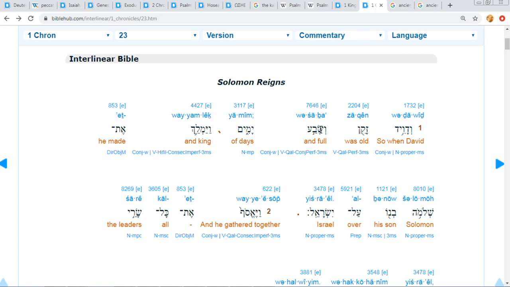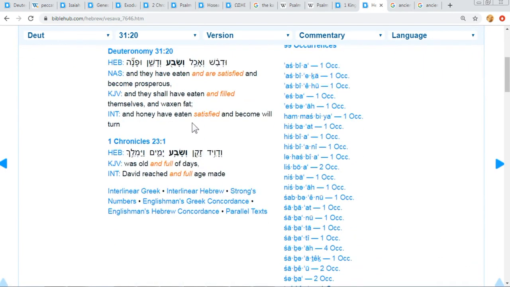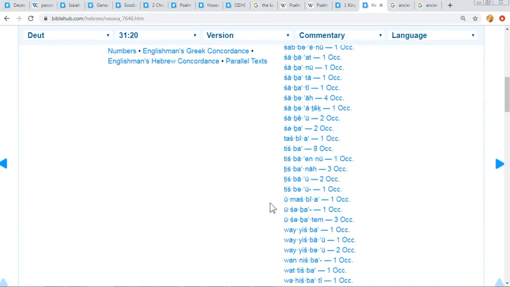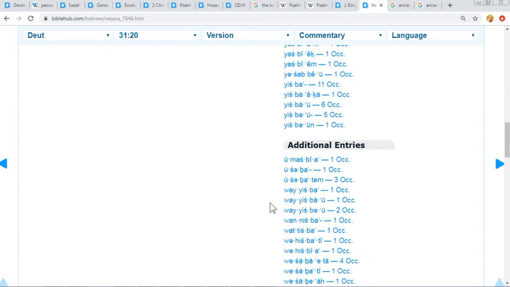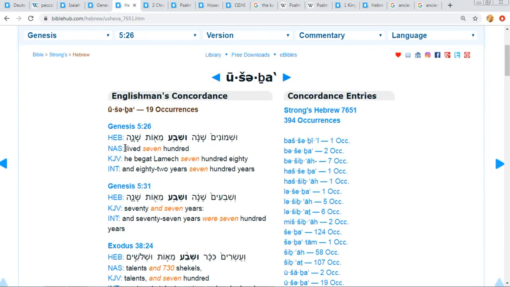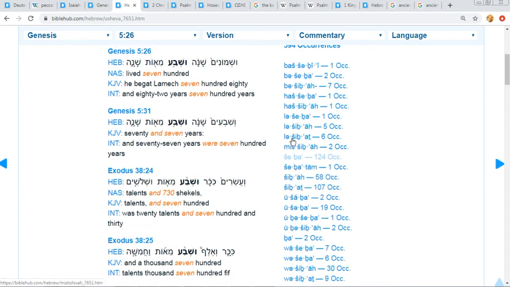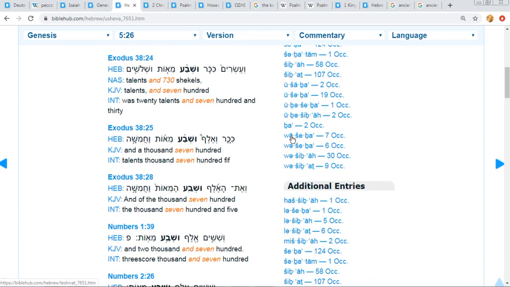But this SABO, it's only 2 times. One time it means satisfied, filled, full. But this word comes up hundreds of more times, and every time it comes up, it means 7, SABO, Sabbath. We can see here Genesis 5:26 the same, SABO, the 7. Every time it's 7, and all these other words with the SBO in them, they're all given the meaning 7.